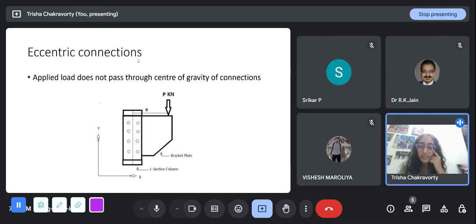And eccentric connections look like this: the applied load does not pass through the center of gravity of the connection. The center of gravity is this, but the load is applied at a distance from the center of gravity. So this is called the eccentricity. You have to look in the same direction, of course, along the y-axis. This is the center of gravity, and this is the line of application of load. So this perpendicular distance is the eccentricity. Similarly, if this is along the x-axis, this is the center of gravity, and if you apply a load here, then this distance would be the eccentricity in that case.